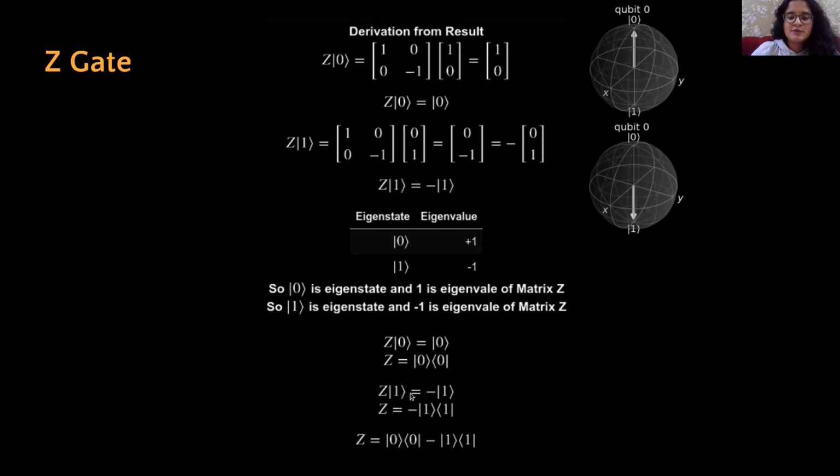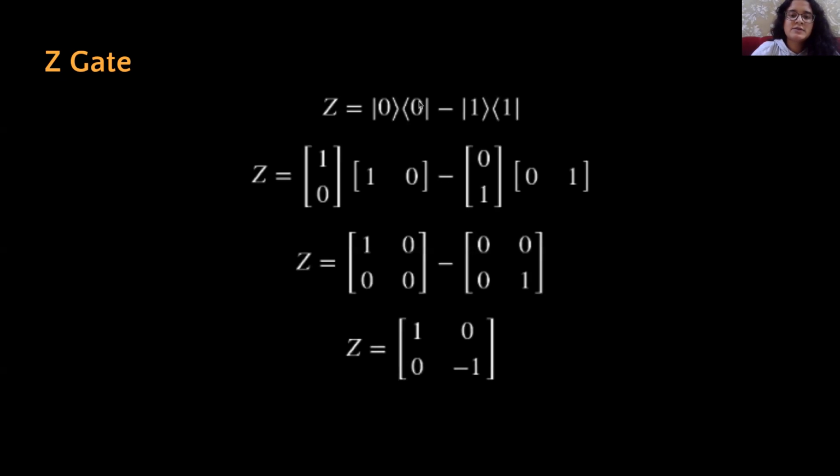And the second equation, we take this on the other side, we get this with a negative sign representing the eigenvalue of ket 1. And taking the sum of these two equations, we get the expression to find the Z matrix. And when we put the corresponding values in this expression, we find the Z matrix, just like the one we used before in all our mathematical operations.